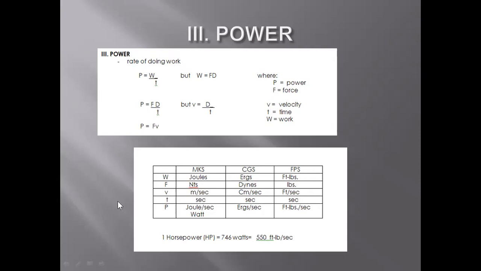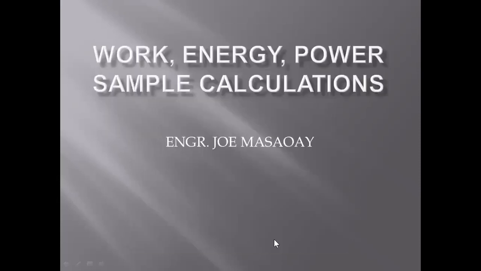And then for the time, okay, its unit is seconds for MKS, CGS, and FPS respectively. And then for the power, 1 watt would be equal to 1 joule per second for MKS and SI units, and then ergs per second for CGS. Then we have foot pound force per second for FPS. Now we have the conversion, as 1 horsepower HP is equal to 746 watts or 550 foot-pounds per second.